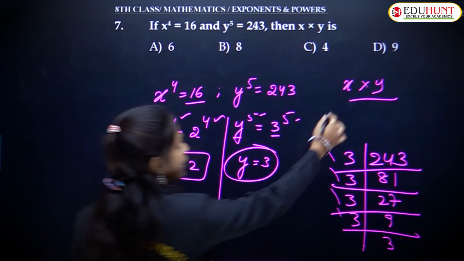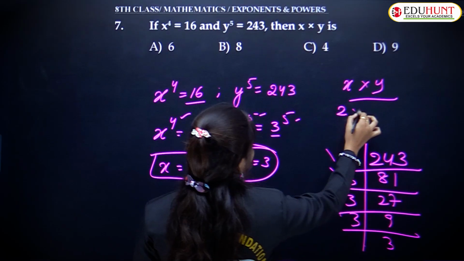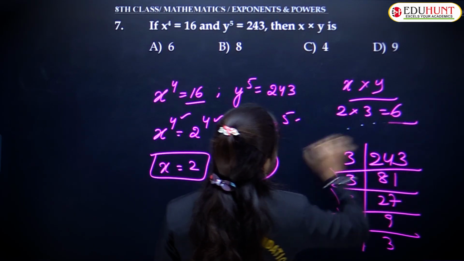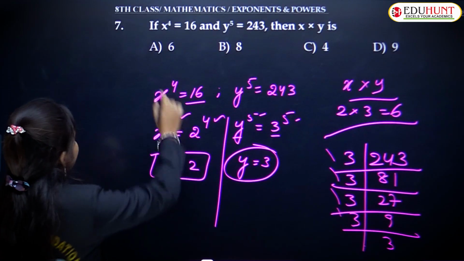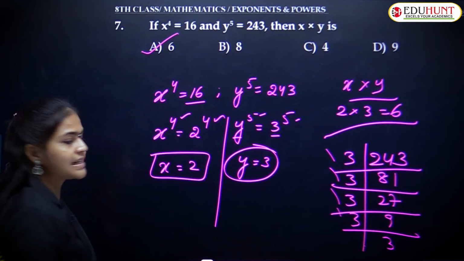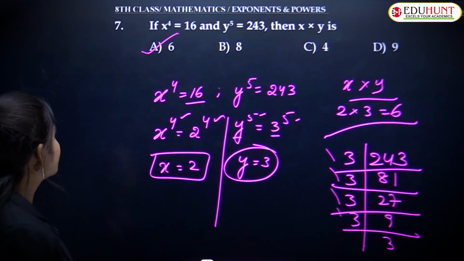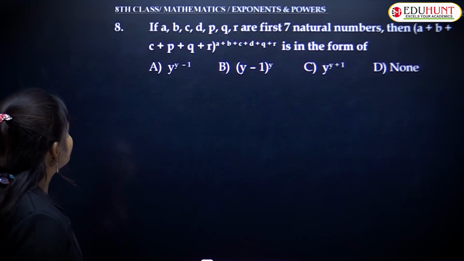What we need to find out? x into y, so 2 into 3 is equal to 6. Understand? So which option is correct here? Yes, option A is correct. That is 6. Understand? Yes. So next, let us see the 8th question.